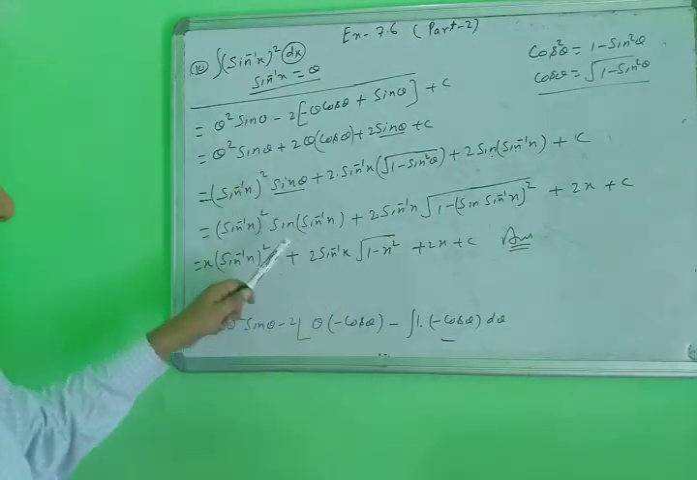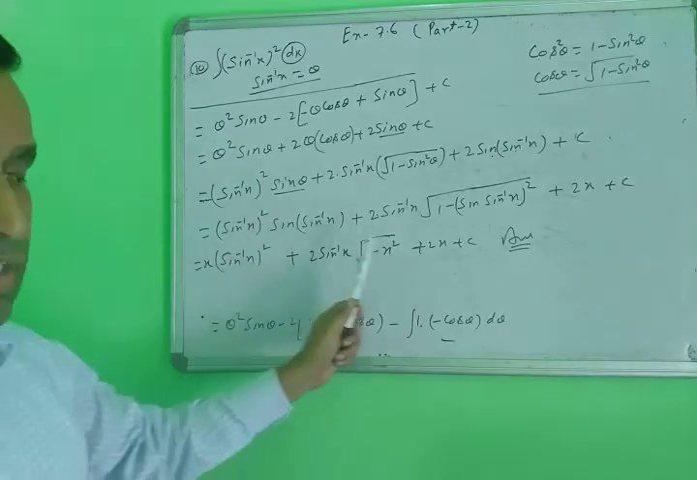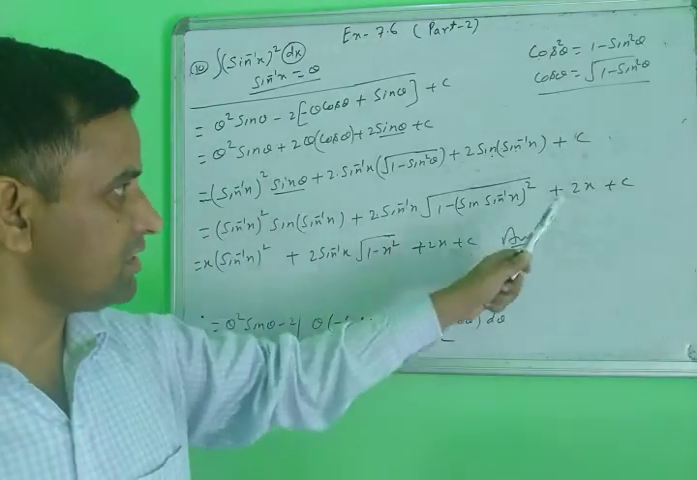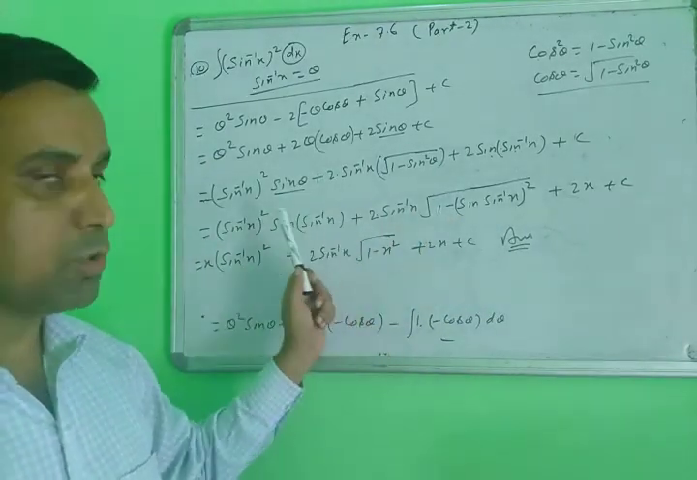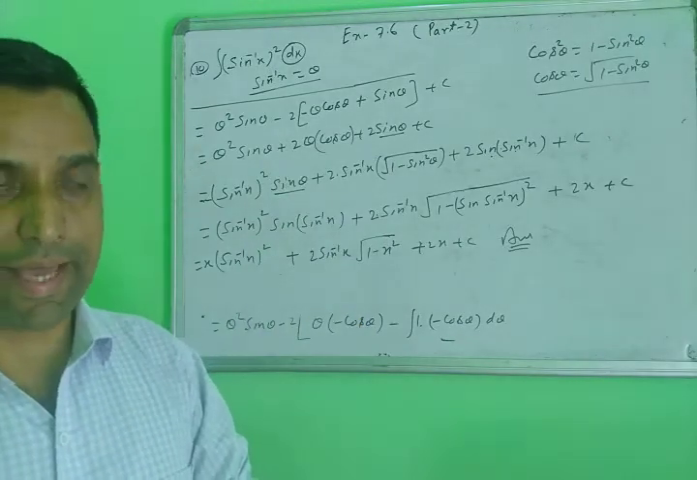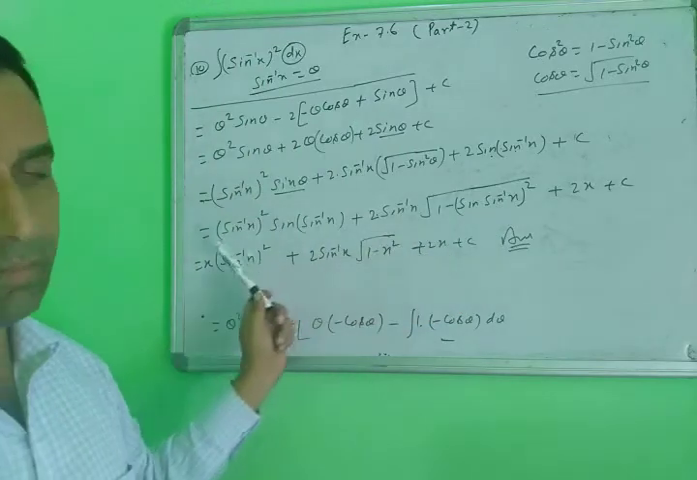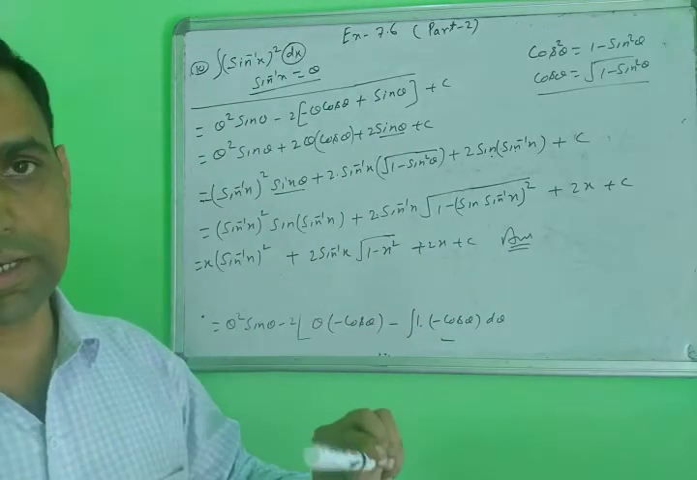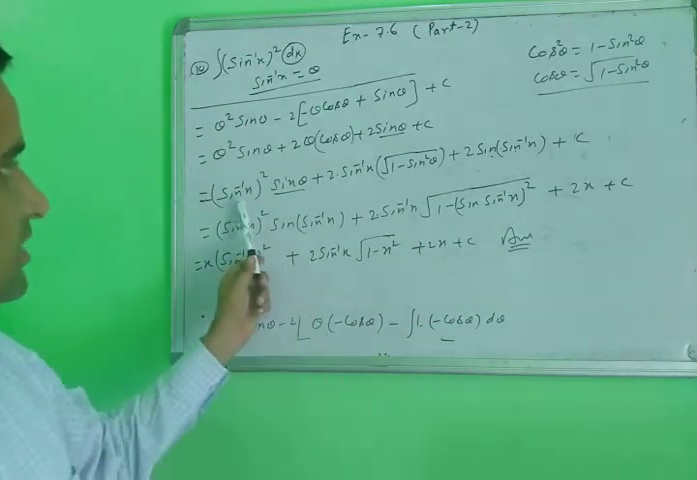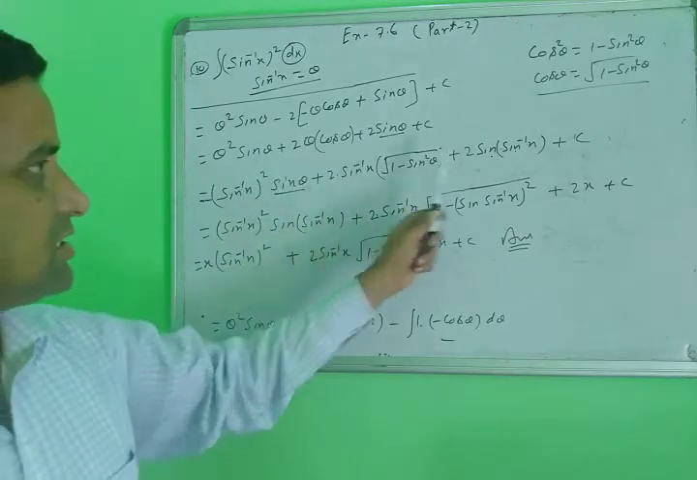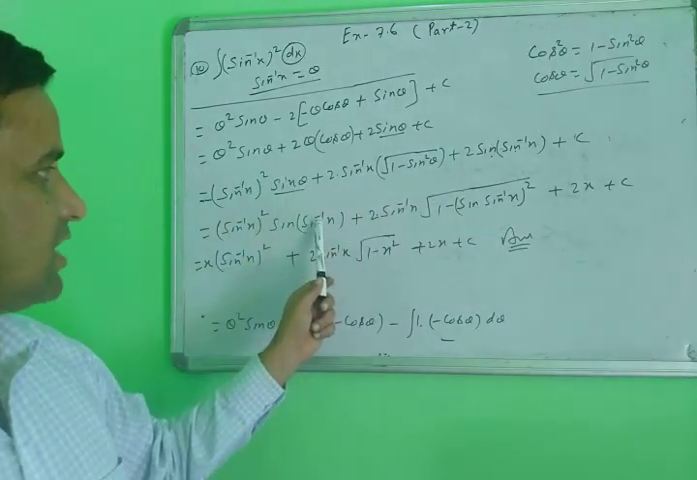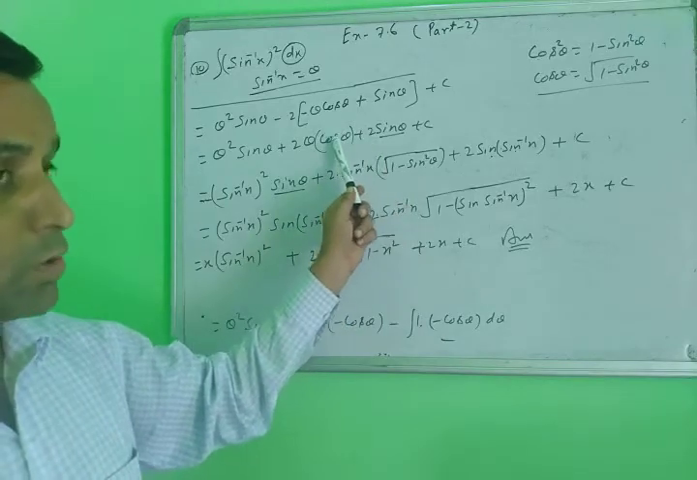When you calculate, you will not write the answer in the form of theta. Every theta you will remove, and you will write the answer in the form of x. If the variable given is x, then you will write the answer in the variable x, not theta, not any other variable. Every theta I am changing here. This theta is also changing to sin inverse x. This cos theta is also changing.